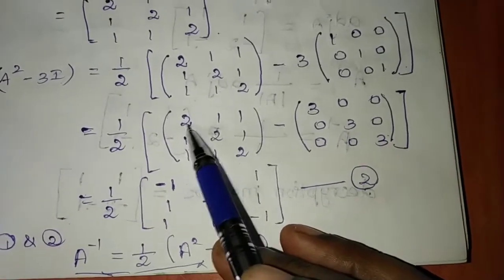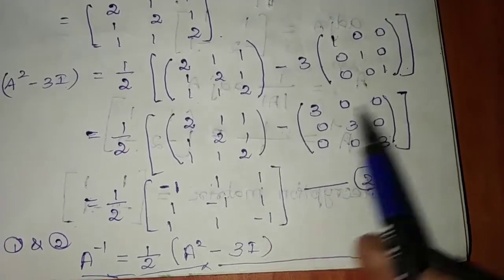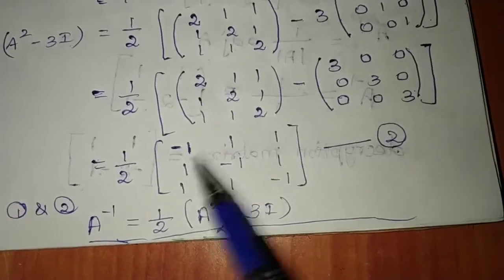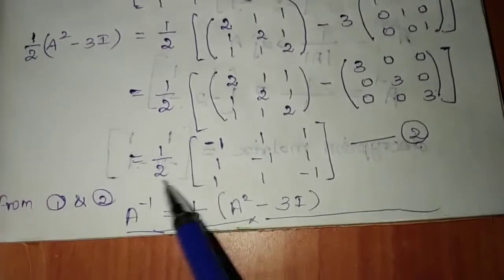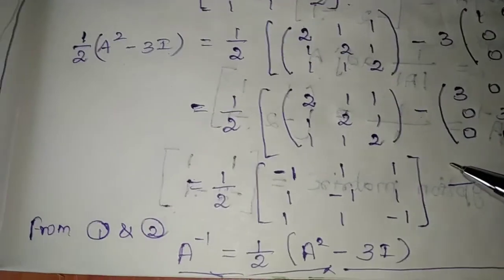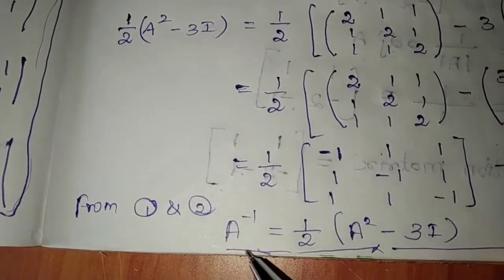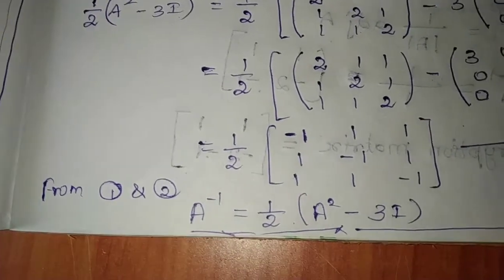Now subtract: 2 minus 3, minus 1, 1 minus 0, 1, 1 minus 0, 1, 1 minus 0, 1, 2 minus 3, and so on. Simplify 1 by 2, that value we get as equation number 2. See equation number 1 and equation number 2, same value. From 1 and 2, A inverse equals 1 by 2 A squared minus 3I.